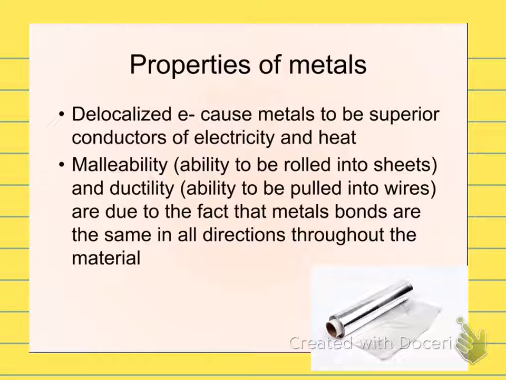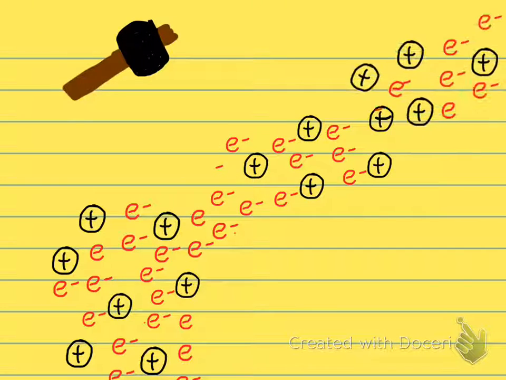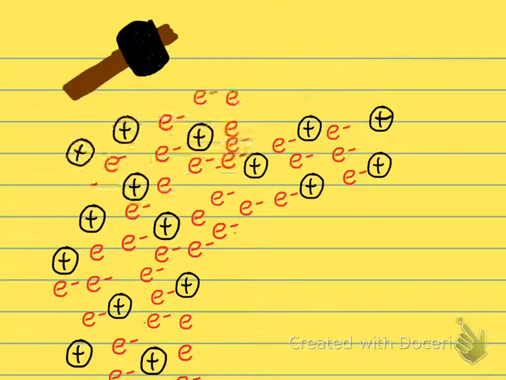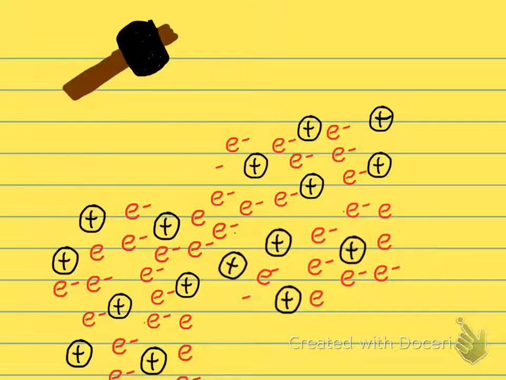This also explains metal's ability to be pulled into wires, or its ductility. Same explanation. It doesn't matter how we deform this metal, we can pull it into wires, we can do all sorts of things to it. It's still going to have those bonds of attraction running through it in all directions.